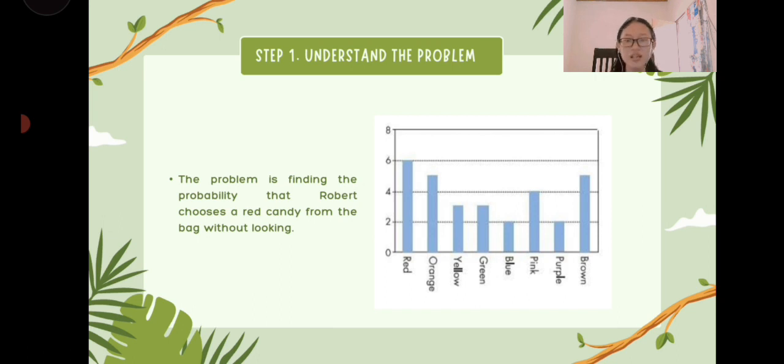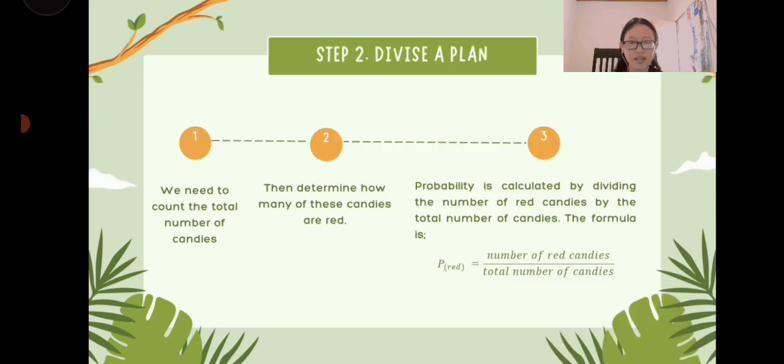Okay, next slide. The second step is to devise a plan. We need to calculate the total number of candies and then determine how many of them are red. The probability will be calculated by dividing the number of red candies by the total number of candies. The formula is P(red) equals number of red candies divided by total number of candies.